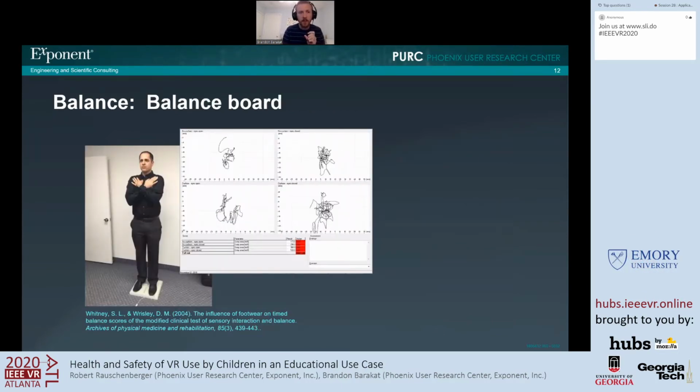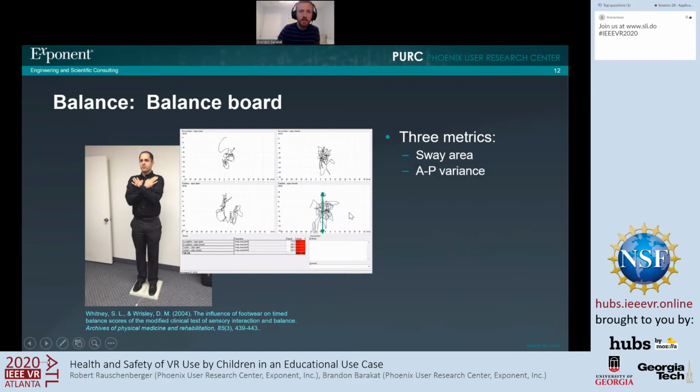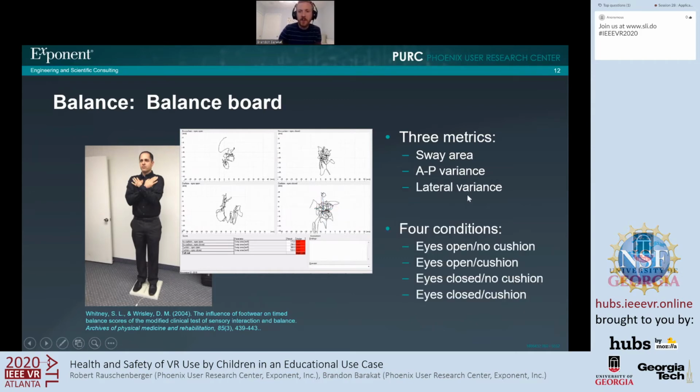For balance, we had a research grade balance board that provided us with 3 different metrics of balance disturbances, including a measure of the total sway area during the measurement time, a measure of the anterior-posterior variance, as well as lateral side-to-side variance. And those 3 measures were collected under 4 different conditions, including with the participants' eyes open during measurement, eyes closed, as well as with and without cushion underneath their feet.